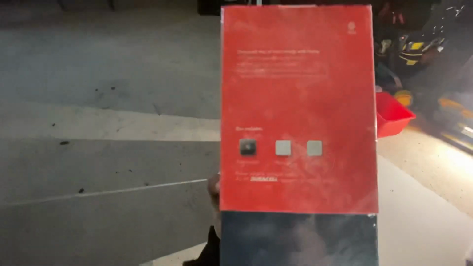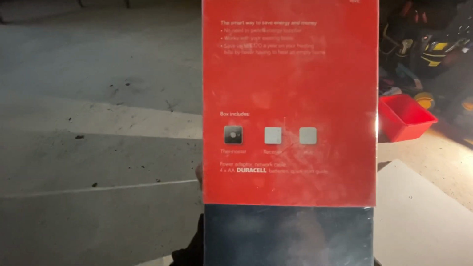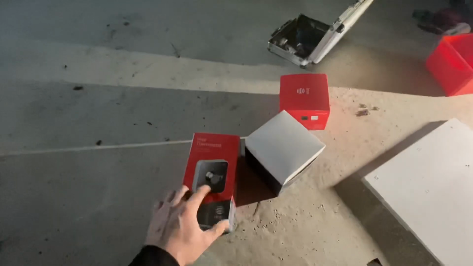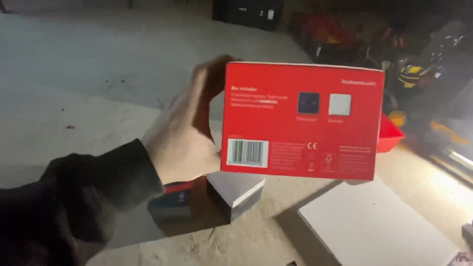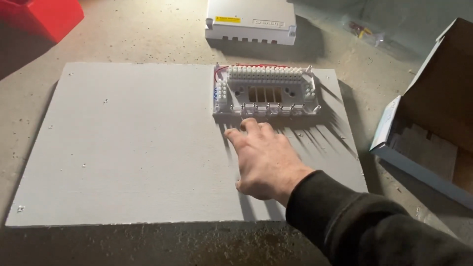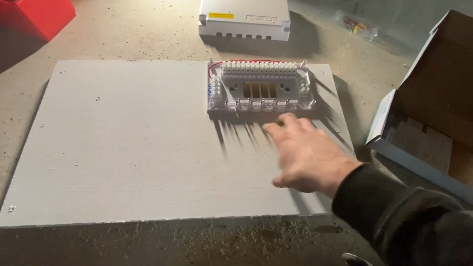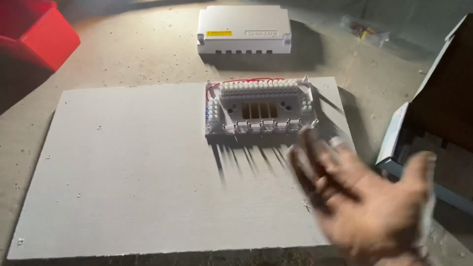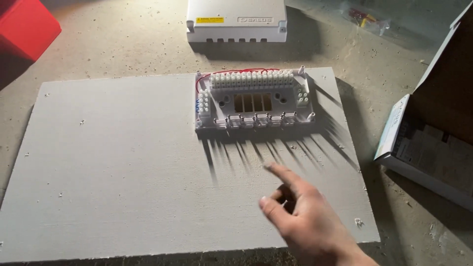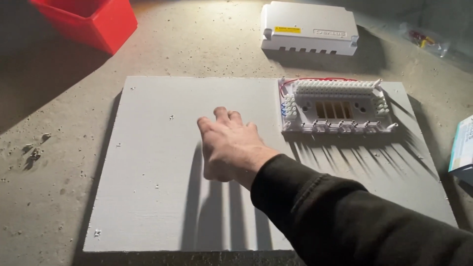So we've got a Hive system going in. So we've got the Hive thermostat, receiver, hub, and the thermostat itself. And we've got the multi-zone that comes with the thermostat and the receiver as well. So what we do is we put two receivers underneath here, I think. So then we've got space for a few spare to go in there. So yeah, good. I think we've got a few spare there.